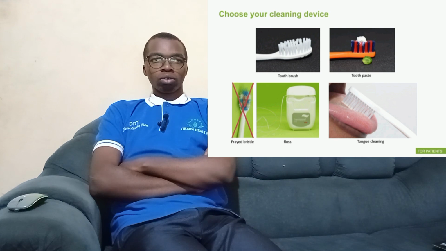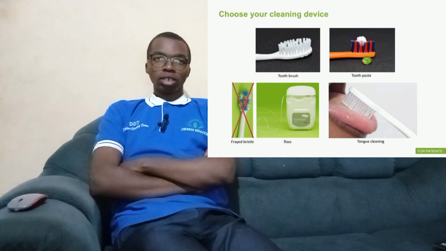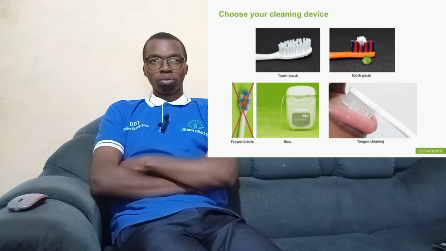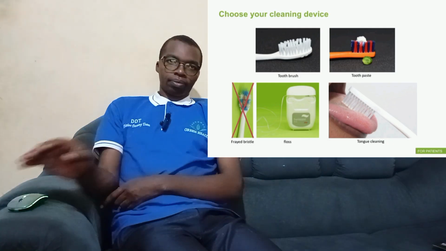Toothpaste. Toothbrushing should be done with a toothpaste. A pea-sized amount of toothpaste should be used. Tongue cleaner. It can be done with the bristles of the brush by applying gentle back and forth strokes.